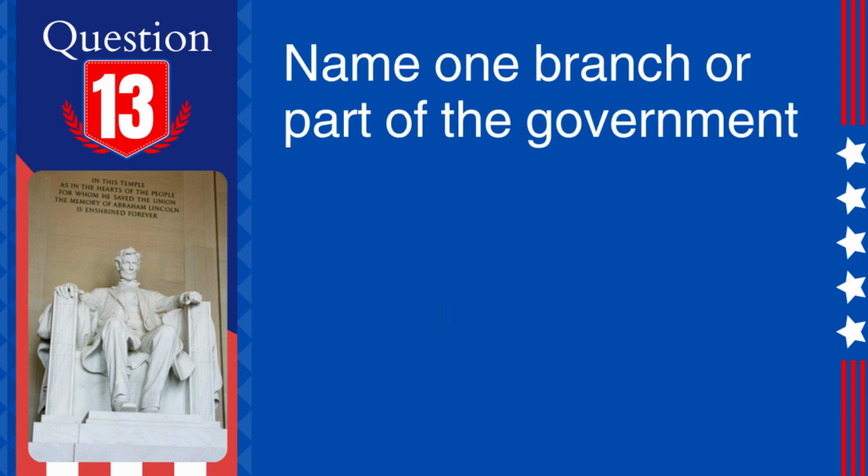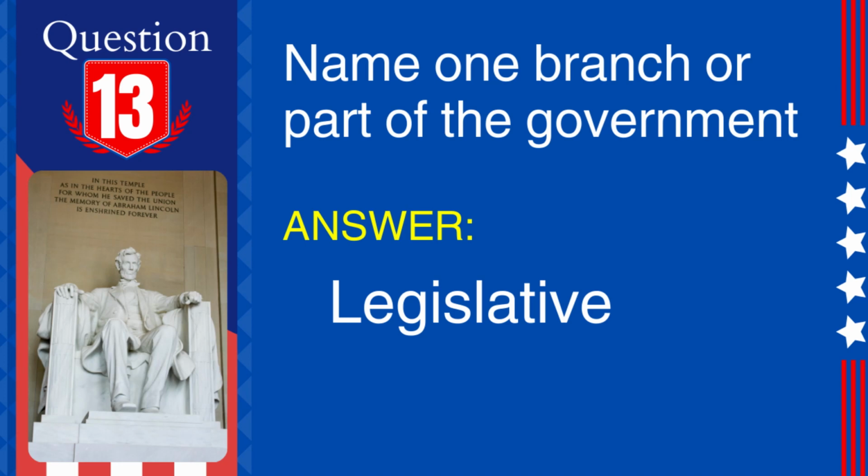13. Question. Name one branch or part of the government. Answer. Legislative. Explanation. The U.S. government is divided into 3 branches. Legislative, Congress. Executive, led by the President, and judicial, led by the Supreme Court.